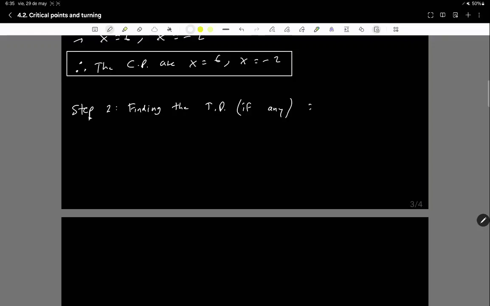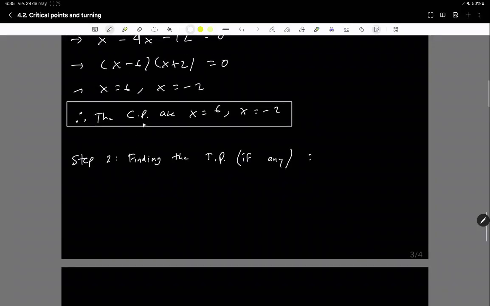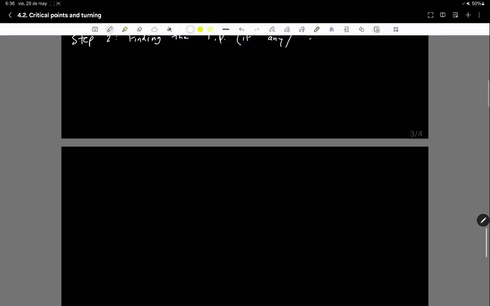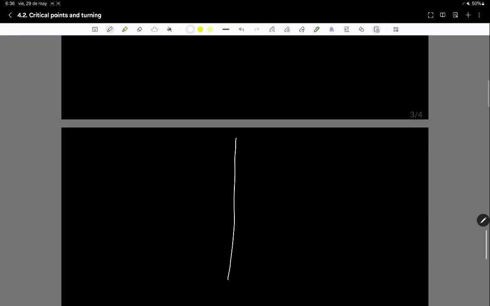Now the step 2, I wrote it already here. It's finding the turning points, if any. Now that we have the critical points, I'm gonna find the turning points. And basically what that means, guys, is that you have to make sure that these in fact are, I mean, we know that these points are critical points and they are the candidates to be the turning points, these two here, okay? They may not be turning points, but they could be. And how can we tell? We can do the following, right? The step 2, which is basically the following.